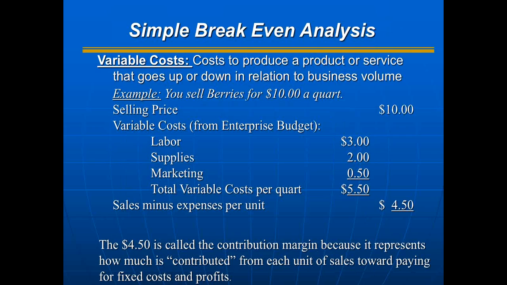So we're going to talk about berries here. I really like berries. Raspberries are one of the things we've grown for many, many years, and just enjoy eating those off the vine after work at night. So in the analysis of break even, we're going to look at this example where you sell berries for $10 a quart. And then your variable costs, we've got some labor, supplies, and marketing costs in there, are totaling $5.50 a quart. So the sales minus the direct expenses is $4.50 per unit. That's the contribution margin, because it is what is contributed from each quart toward paying your fixed expenses and profits.